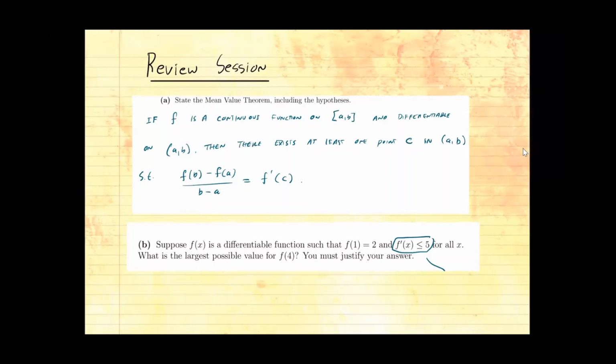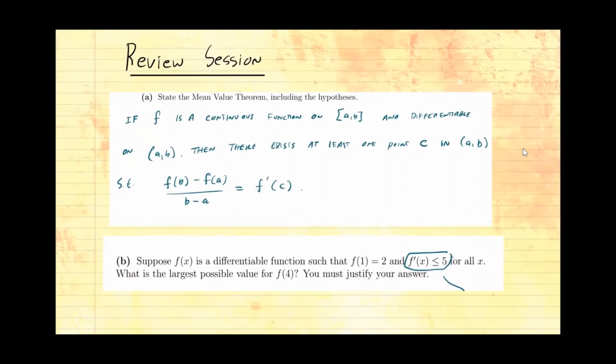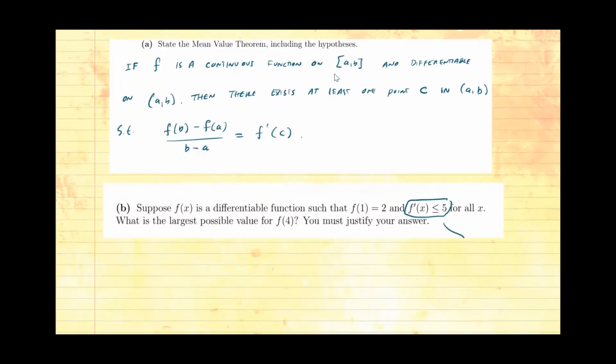So this is the mean value theorem, where you have a function that is continuous on a closed interval [a, b] and differentiable on the open interval (a, b). Then we say that there is at least one point c where f prime of c is equal to the average rate of change, which is (f(b) - f(a)) / (b - a). So that's the statement of the mean value theorem. Now we're going to use that to answer this problem.